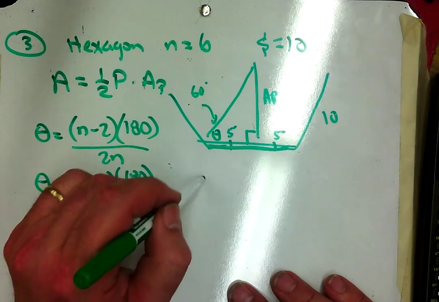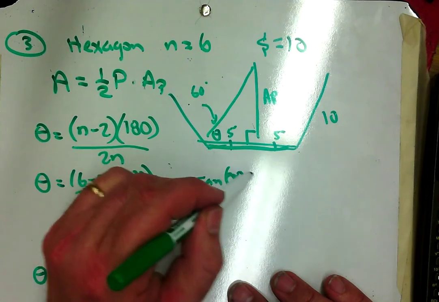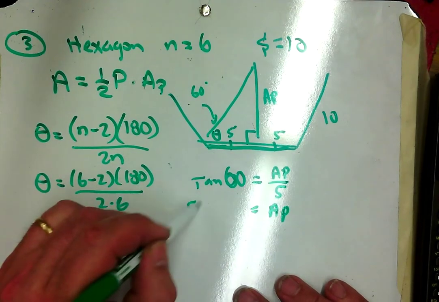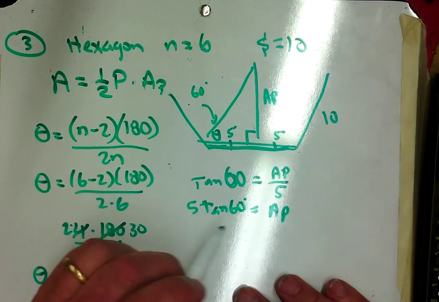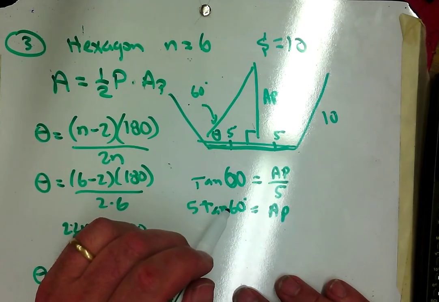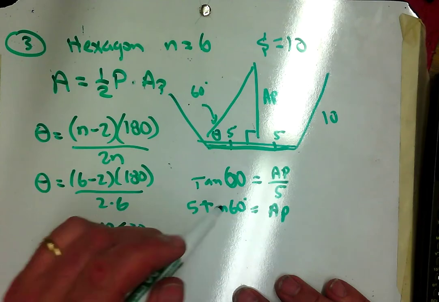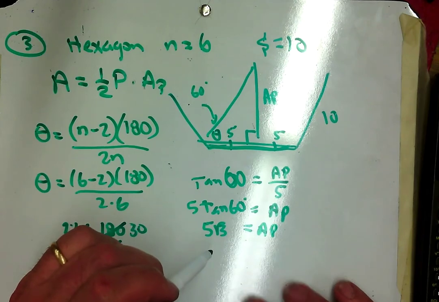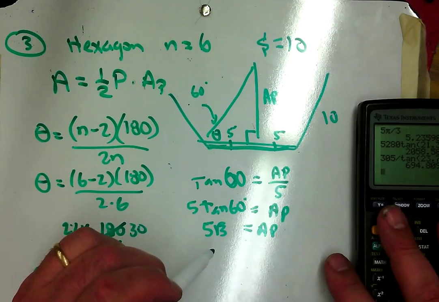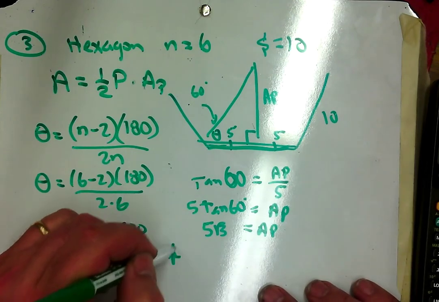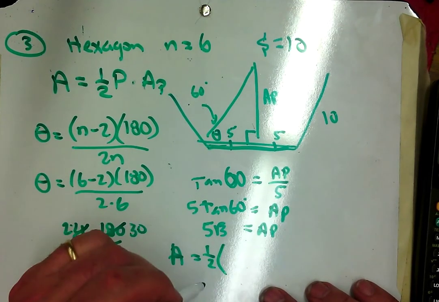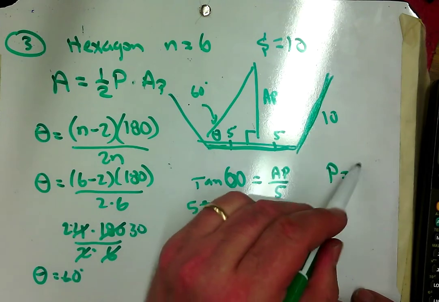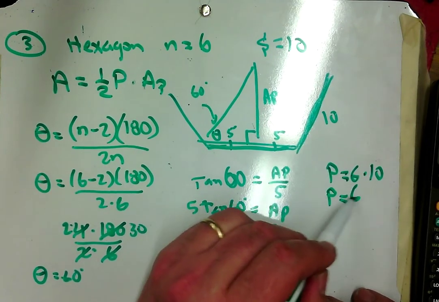So if I think about tangent 60 equals apothem over 5, I know that the apothem is 5 tangent 60. We know the tangent of 60 from our unit circle. It's root 3 over 2 divided by 1/2, or root 3. So we get 5 root 3 is our apothem. We could also figure this out on our calculator and decimalize it. And that wouldn't be a bad idea, because I'm about to say that the area is 1/2 perimeter. Well, we've got 6 sides, and each of those 6 sides is 10. So perimeter, 6 times 10, would be 60.